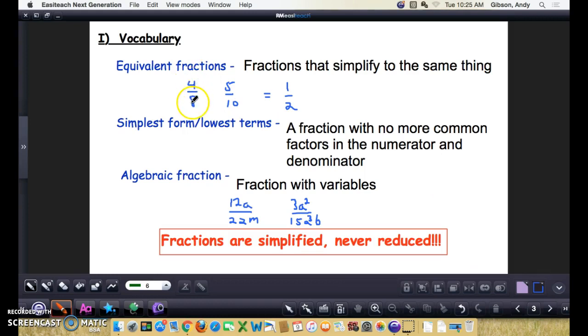So 4/8 and 5/10. If I simplify 4/8, I get 1/2. If I simplify 5/10, I get 1/2. Hey, guess what? 4/8 and 5/10 are equivalent fractions.